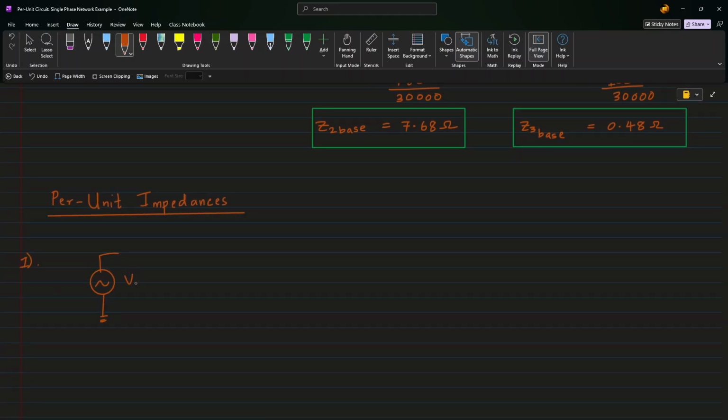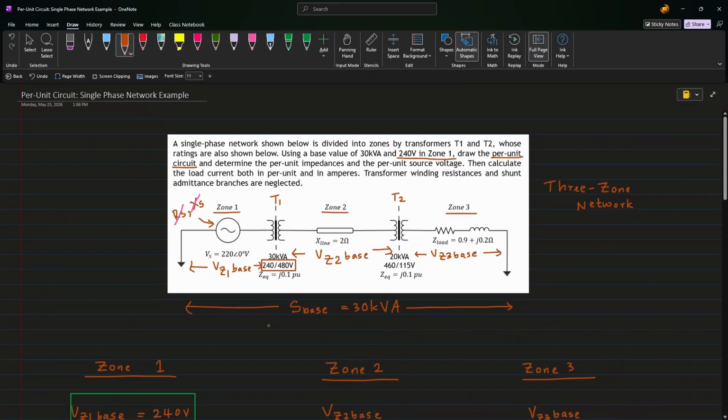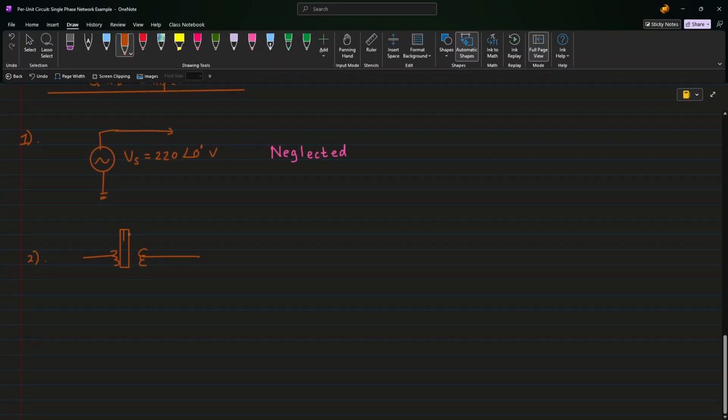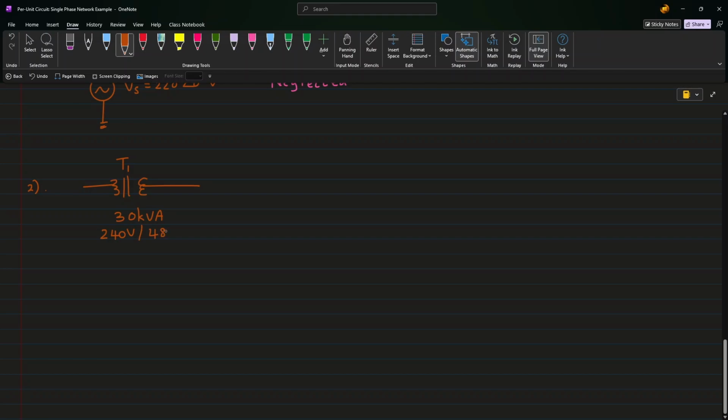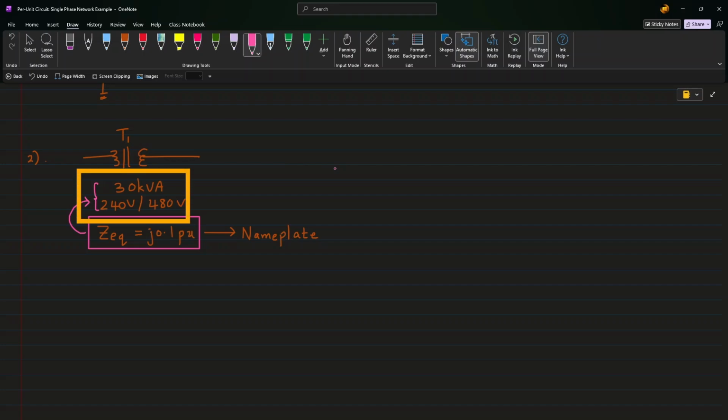First, of course, we have the voltage source, but as mentioned before, we can neglect this. Second, we have the transformer T1. In the figure, they have already given the per unit impedance of the transformer T1 as 0.1 per unit. Typically, the transformer's per unit impedance is given on its nameplate. And this per unit impedance is given with respect to its rated values. So for this transformer alone, the rated values can be taken as its base values.